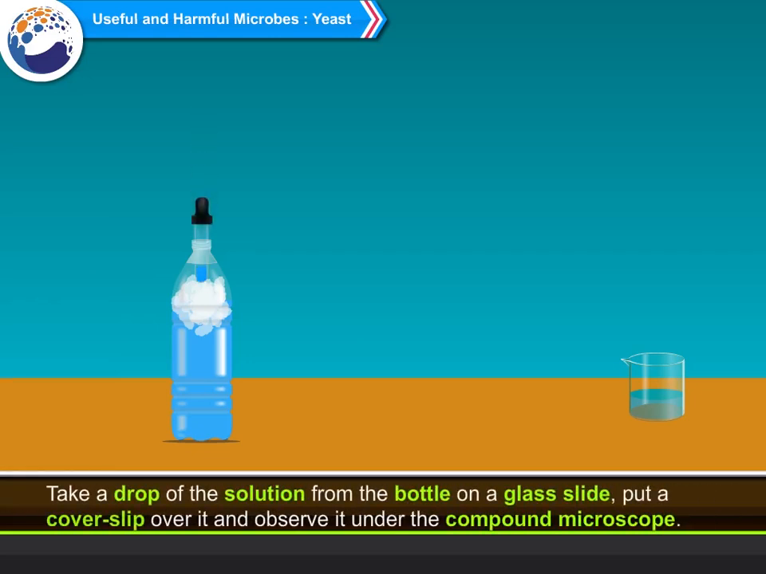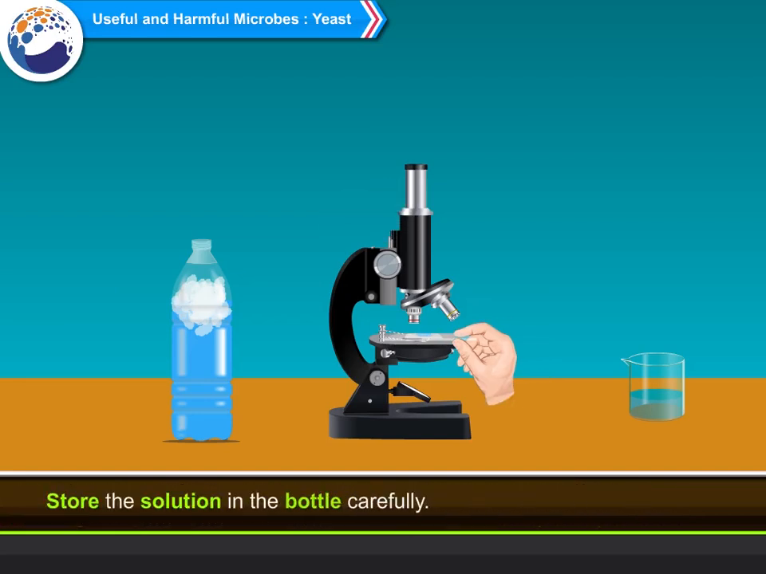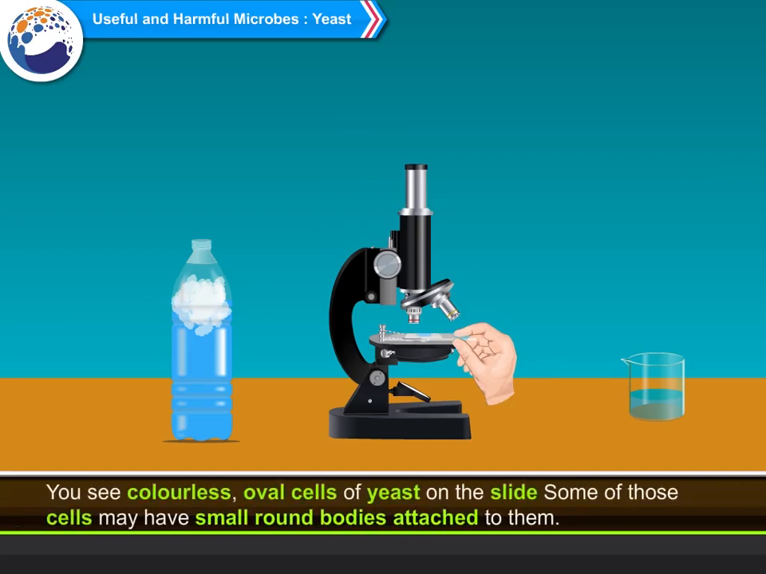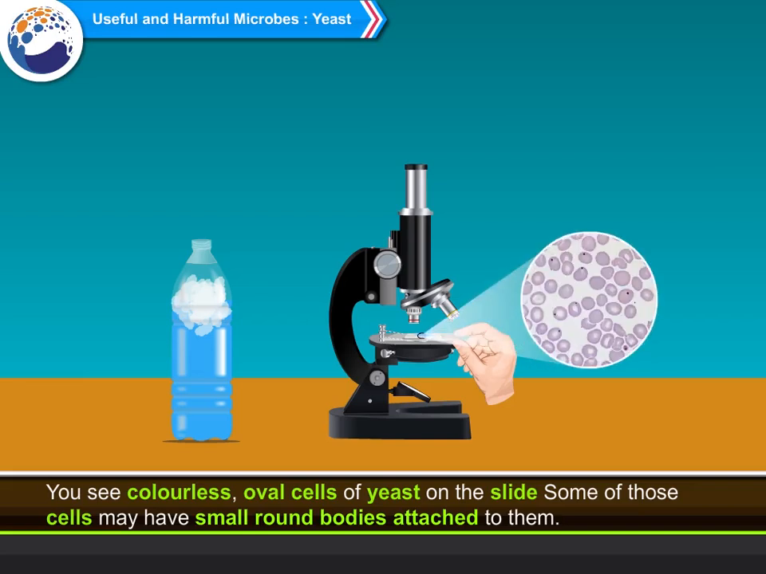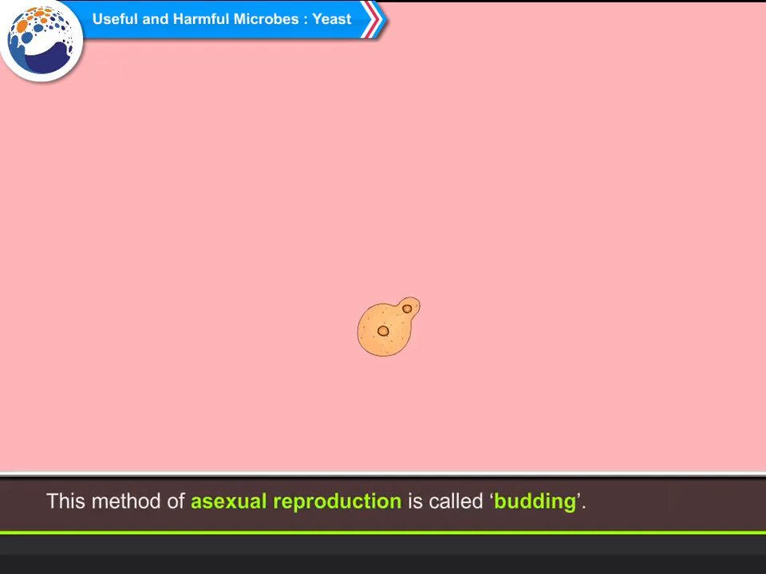Take a drop of the solution from the bottle on a glass slide. Put a cover slip over it and observe it under the compound microscope. Store the solution in the bottle carefully. You see colorless oval cells of yeast on the slide. Some of those cells may have small round bodies attached to them. These are new daughter cells of yeast in the process of formation. This method of asexual reproduction is called budding.